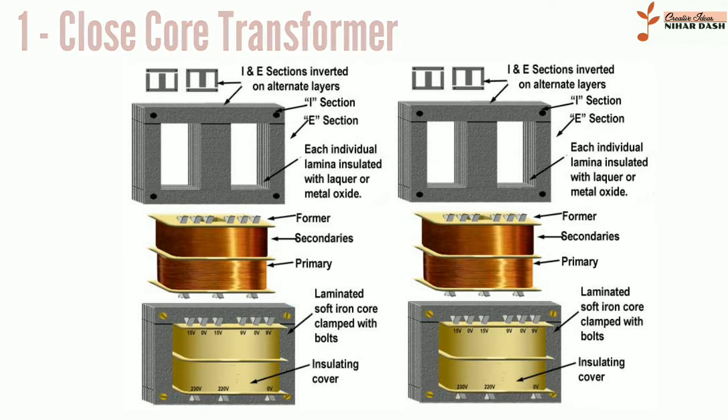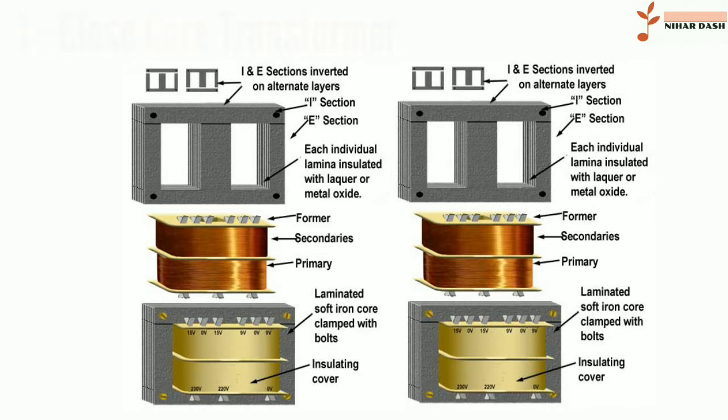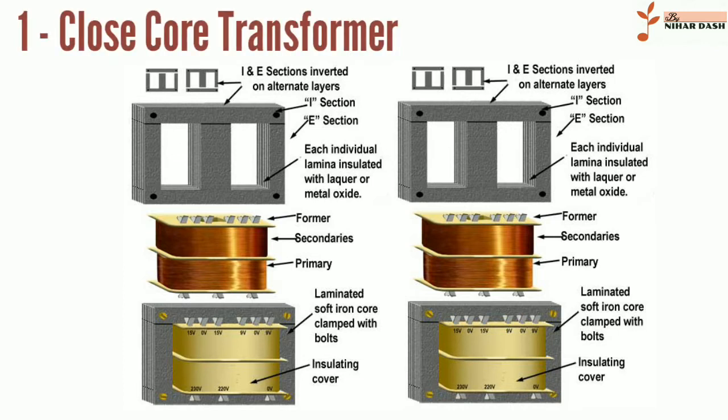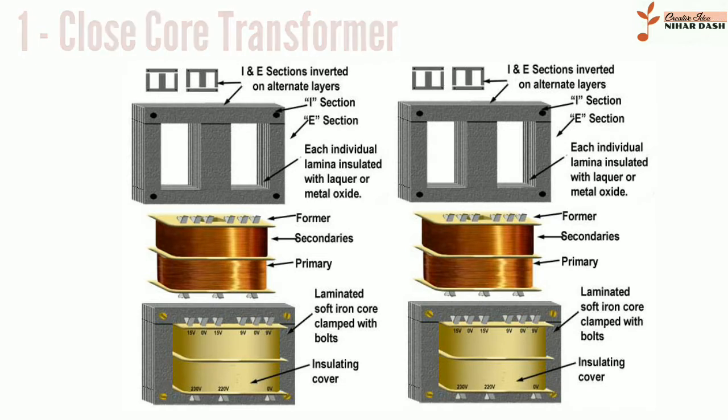Shell form design tends to be preferred for extra high voltage and higher MVA applications because, though more labor-intensive to manufacture, shell form transformers are characterized as having inherently better kV-to-weight ratio, better short-circuit strength characteristics, and higher immunity to transit damage.